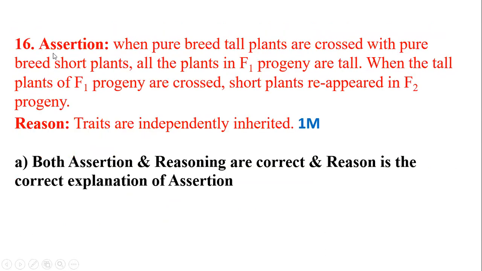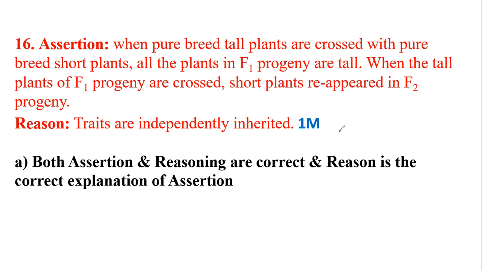The 16th one. Assertion: when pure breed tall plants are crossed with pure breed short plants, all the plants in the F1 progeny are tall. When the tall plants of the F1 progeny are crossed, short plants reappear in the F2 progeny. Reason: traits are independently inherited.